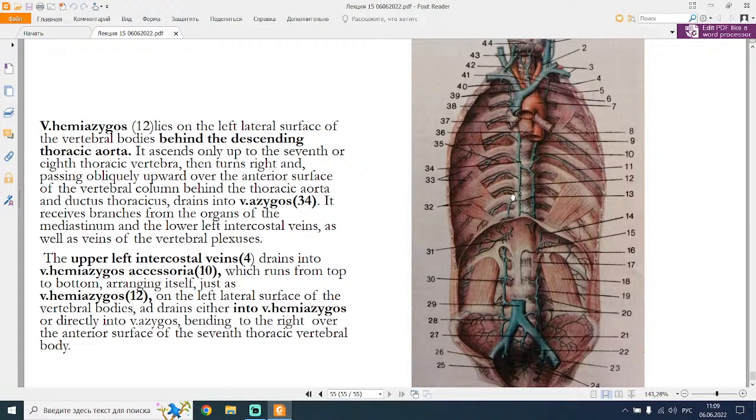Vena azygos drains into vena cava superior, vena hemiazygos drains into vena azygos, vena hemiazygos accessoria drains into vena azygos. Together, blood from the two veins drains into vena azygos. Vena azygos drains into vena cava superior.